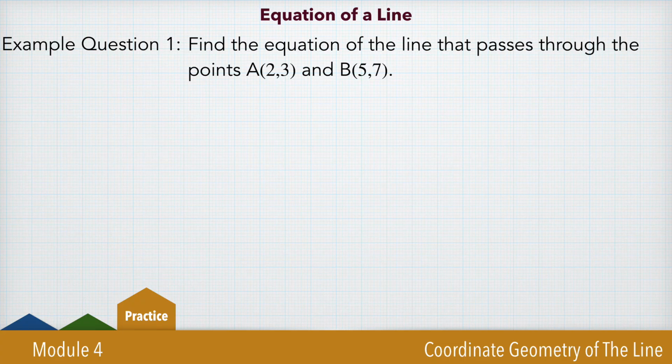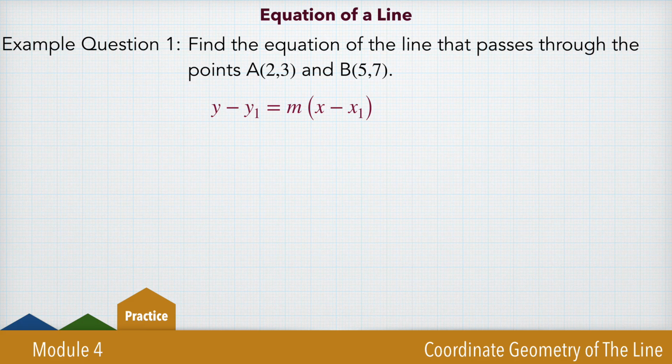In our first practice question, we must find the equation of the line that passes through the points A(2, 3) and B(5, 7). As we are given 2 points on the line, we can use the formula y minus y1 equals m by (x minus x1). To use this formula, we must have the slope of the line and the coordinates of 1 point on the line.